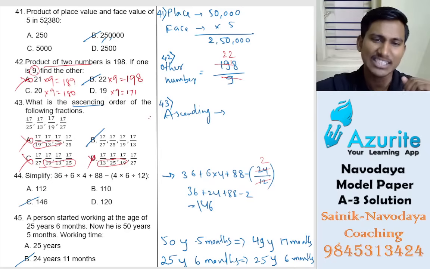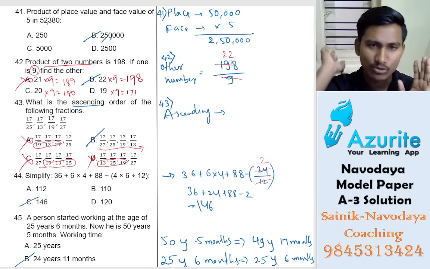So B is the answer, it is in order. 25, 27, 25, 19, 13, that is in order. You can go with this also.